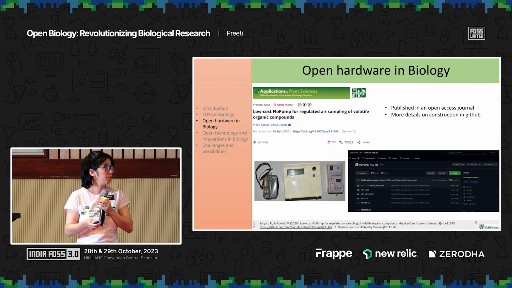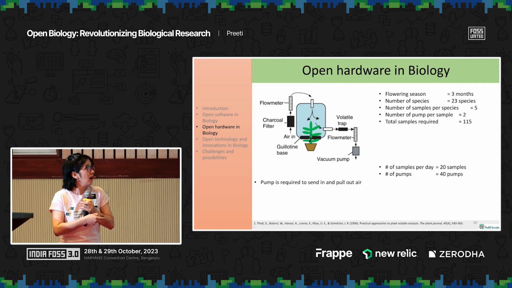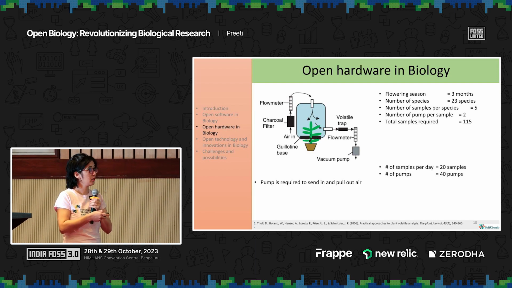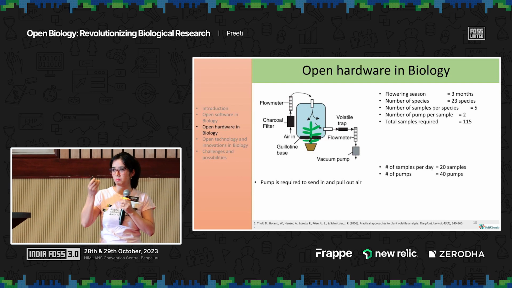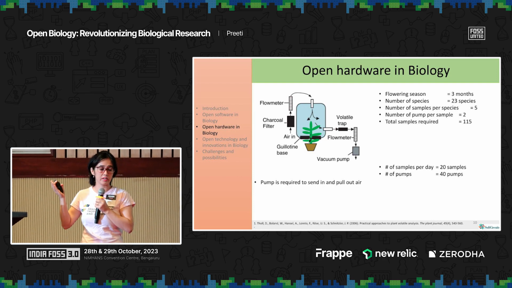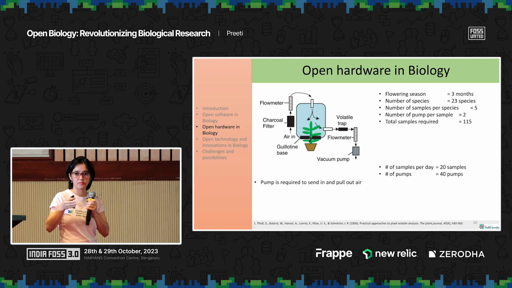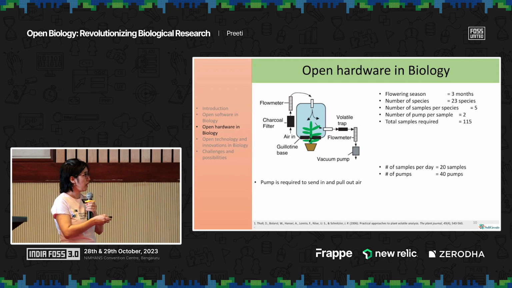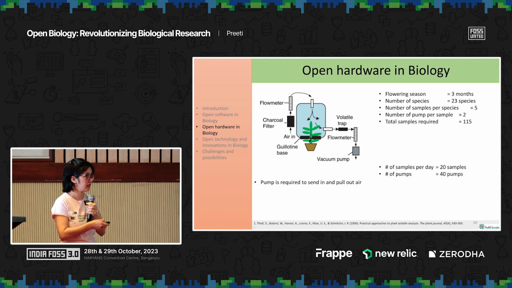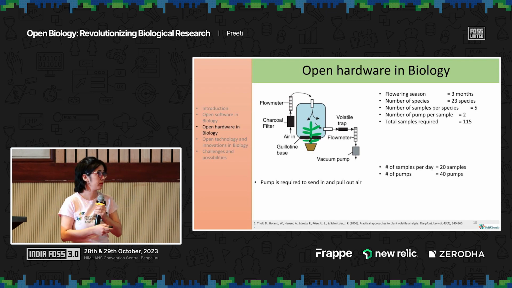So let me give you a bit of background on why we had to go all the way to construct this. I was interested in the evolution of fragrances, why different flowers have different fragrances and how they have evolved. For that, I have to collect the fragrances. What we do is we send the air in at a regulated manner, and then we collect it in a regulated manner. So you need two flow pumps to collect one sample, right?